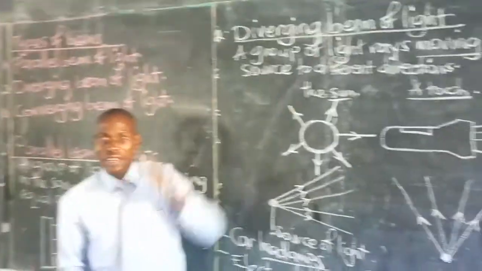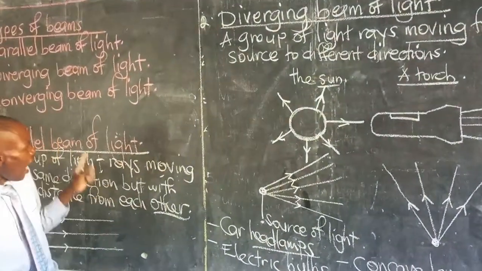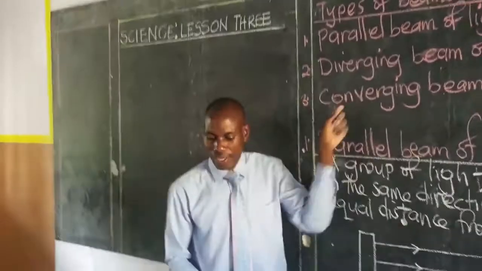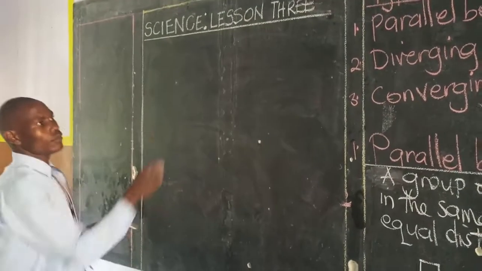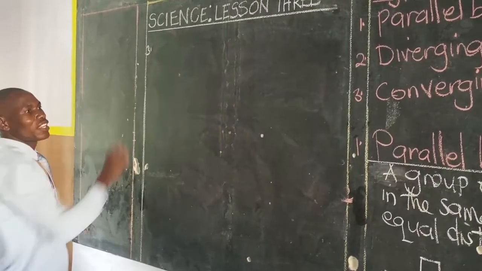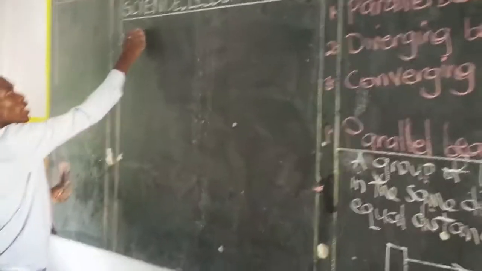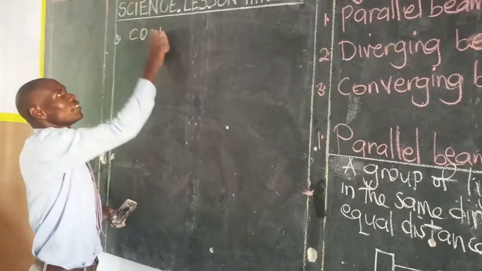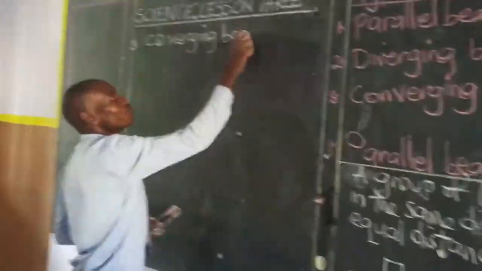Are we together? Now, we are going to learn our last type of beam. Our last type of beam, boys and girls, is... Somebody wants to tell me? Yes, you can tell us. What is that type of beam that we have not looked at? Yes, we call it converging beam of light.